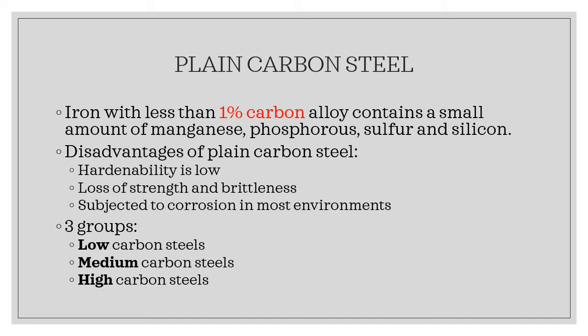Let us take a look at one type of steel, which is plain carbon steel. It is actually an iron with less than 1% carbon that contains other alloying elements such as manganese, phosphorus, and many more. The disadvantage of plain carbon steel is its low hardenability and strength, and it is also subjected to corrosion in most environments. There are three groups or classifications, which is low, medium, and high carbon steel.